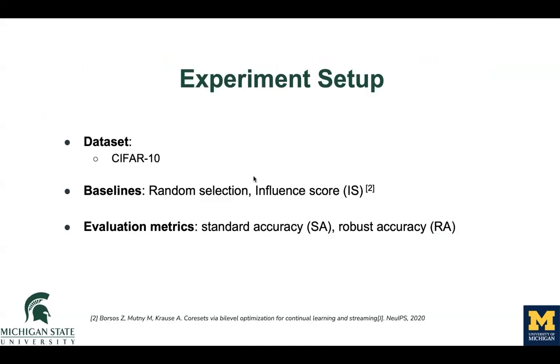To demonstrate the effectiveness of our proposed method, we conducted experiments on the CIFAR-10 dataset. We compared with two baselines. The first one is random data selection, and the second one is the influence score-based method proposed in this paper. And there are two evaluation metrics we report in this paper. The first one is the standard accuracy, and the second one is the robust accuracy.